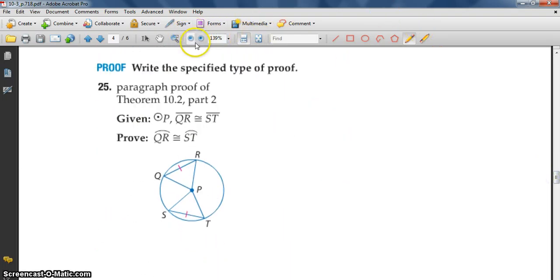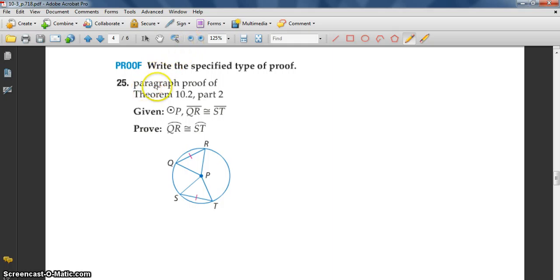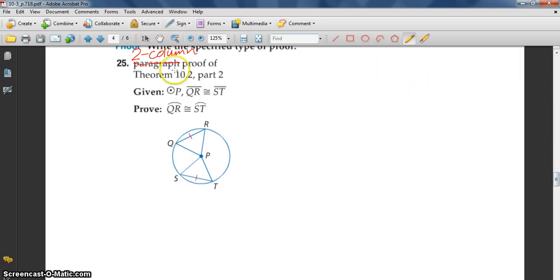Okay, number 25. Let's do a little proof here. I know that it says paragraph proof, but I'm going to change this to 2-column proof. Of theorem 10.2, part 2, which basically states if you have a circle and you have 2 congruent chords, then the intercepted arcs will also be congruent. So based off of the fact that these 2 chords are congruent, QR and ST, can we somehow prove that these 2 arcs are congruent, QR and ST?